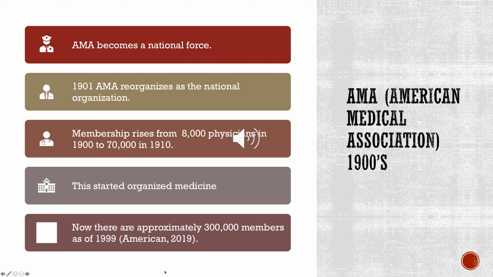So we begin in the 1900s. The American Medical Association becomes a national force. In 1901, the AMA is recognized as a national organization, so it's becoming really big. Memberships rise from 8,000 physicians in 1900 to 70,000 in 1910, so quite a big jump. This is also when organized medicine began.